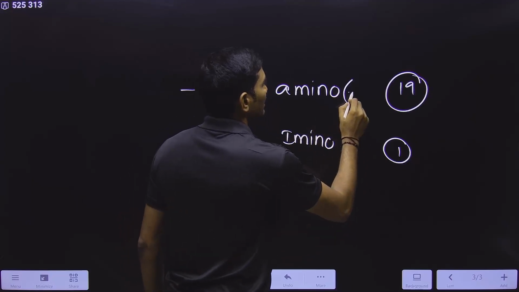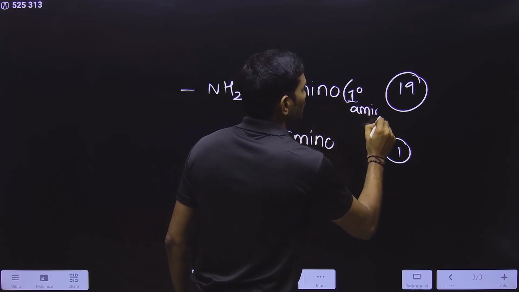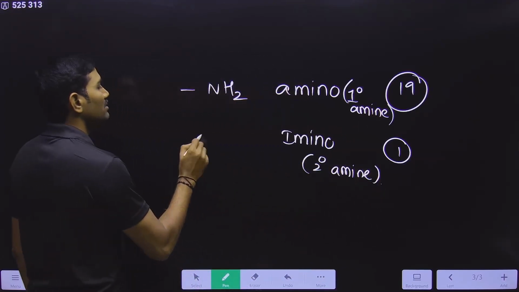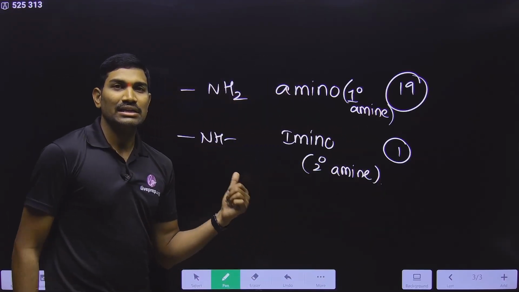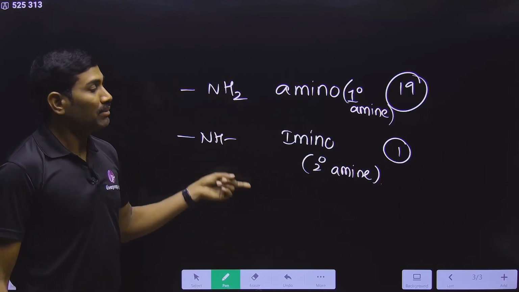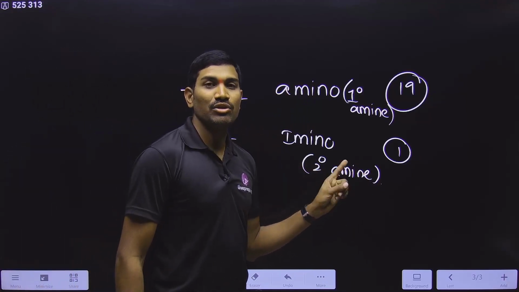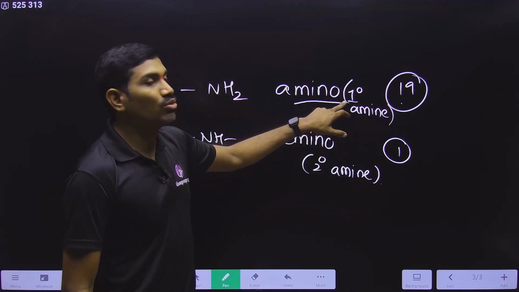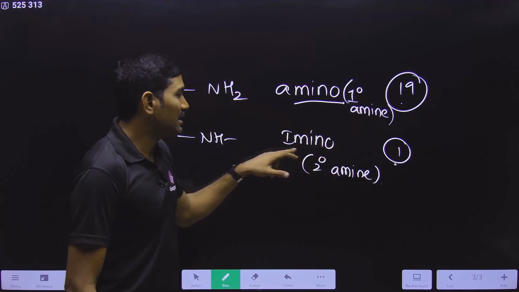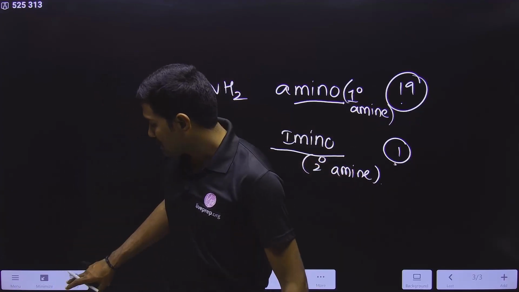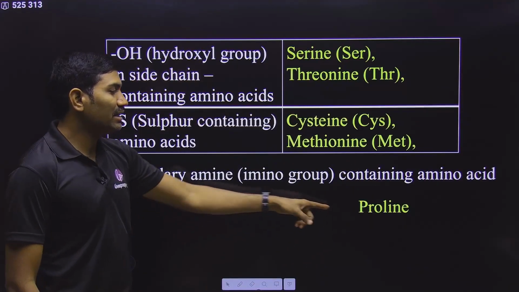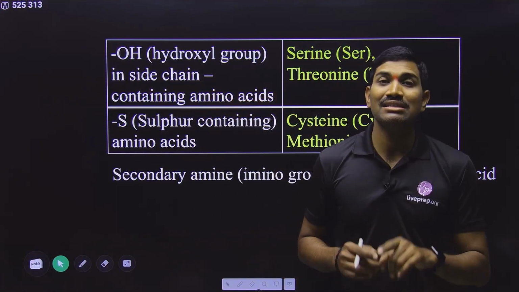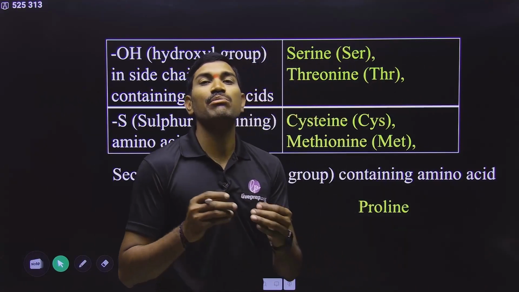This is called as primary amine, but imino group is secondary amine. And this is having NH like this. This is called an imino group, but this is also a standard amino acid. That's why you are studying this under amino acids list. So 19 amino acids are having amino group, whereas one amino acid is having imino group. And what is that secondary amine or imino group containing one? This is the proline. Proline is the standard amino acid that is having secondary amine, also called as imino group.